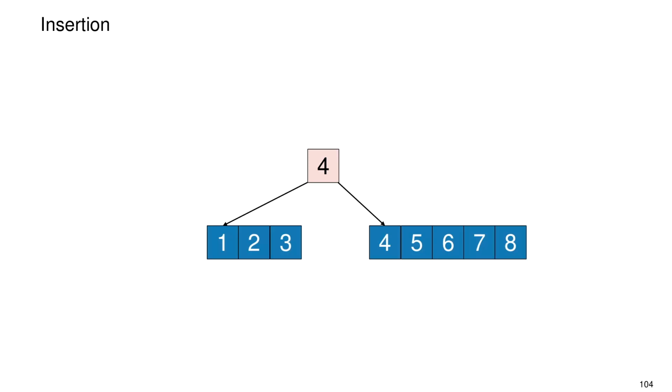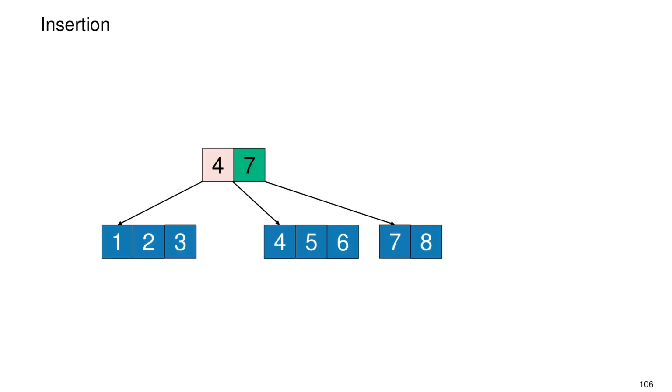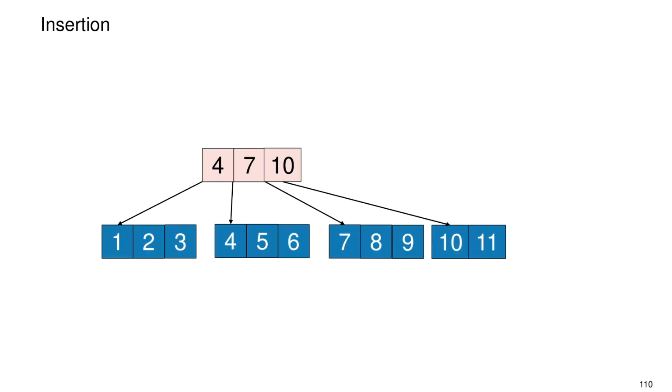Now I'm breaking the rule again. I'm only allowed to have between 2 and 4 values, right? So I'm splitting. Let's split right here, and that's what I get when I split, right? I just have now 3 children of the root. Now I add 9, 10, 11. Oh, now I'm breaking the rule again, so I'm going to split this one like this. You still agree? Yes? So one quick question.